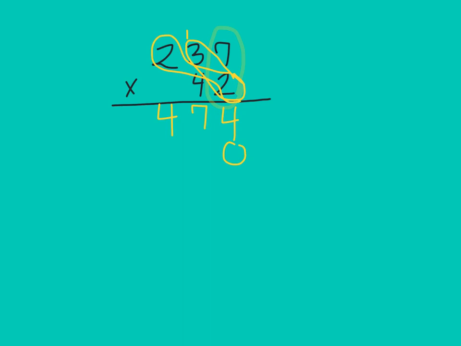237 times 4. So 4 times 7 is 28. Put the 8 down, carry the 2. 4 times 3 is 12, plus 2 is 14. And 4 times 2 is 8, plus 1 is 9. And my last step is to add the numbers together.